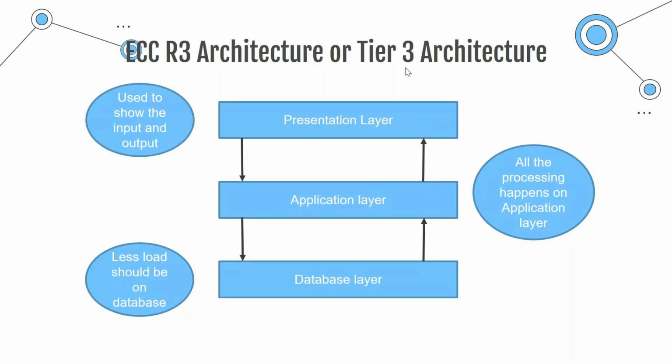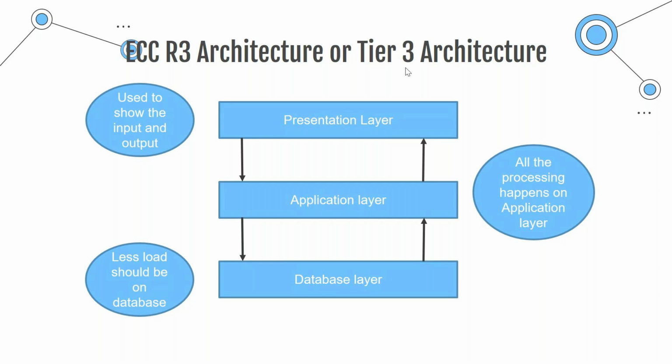For now, first let's understand the architecture. What happens in the background in ECC versus HANA systems? First of all, this is ECC, wherein we will have three layers. This is called a three-tier architecture, or an R3 architecture. Three-tier because we have three layers here: presentation layer, application layer, and database layer. These are the three layers.